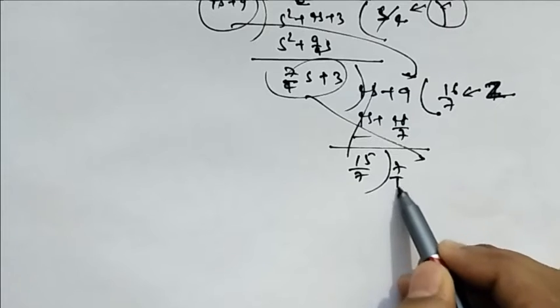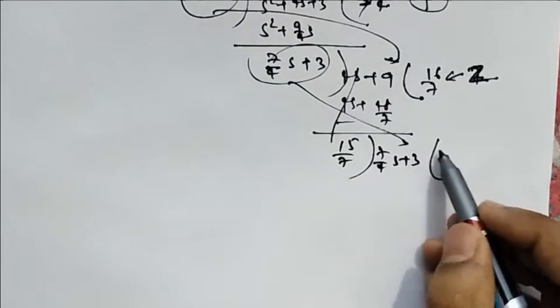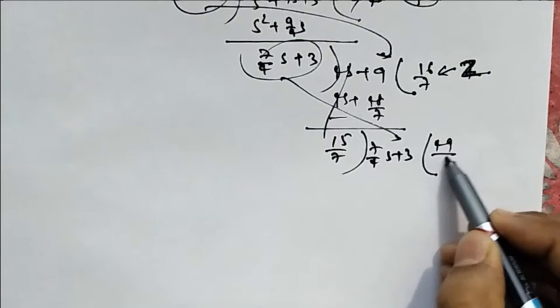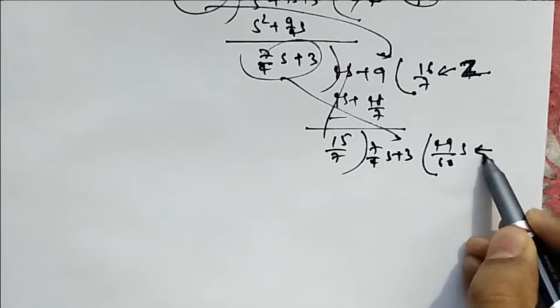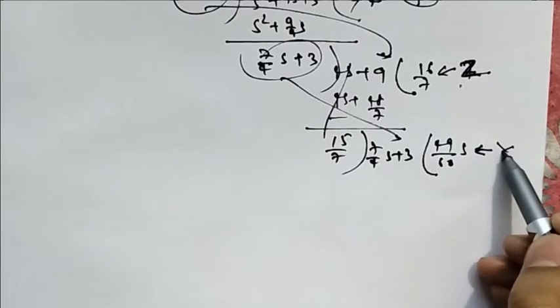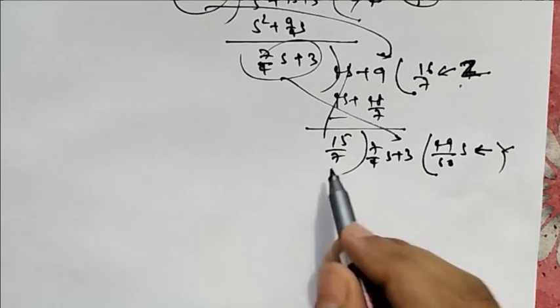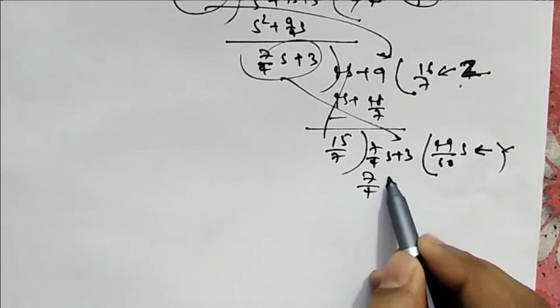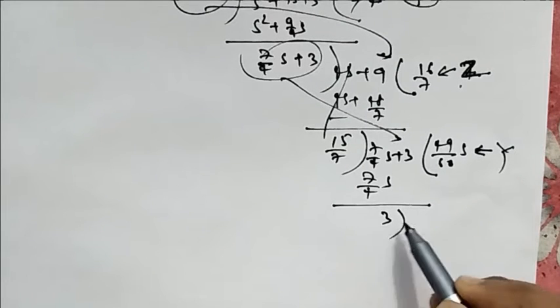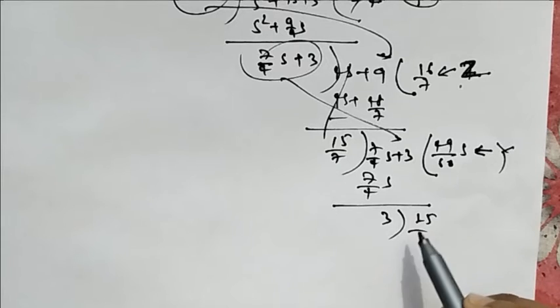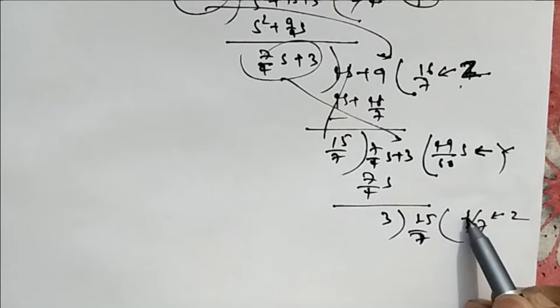This is nothing but 7/4s plus 3. Now if I divide, we are going to get 49/s. This was your z, then again this is going to be y. Now we are left with 7/4s. Now we are left with 3, 15/7. Now if you divide by 1/7, this will be your 5/7, then this is going to give you the real value.